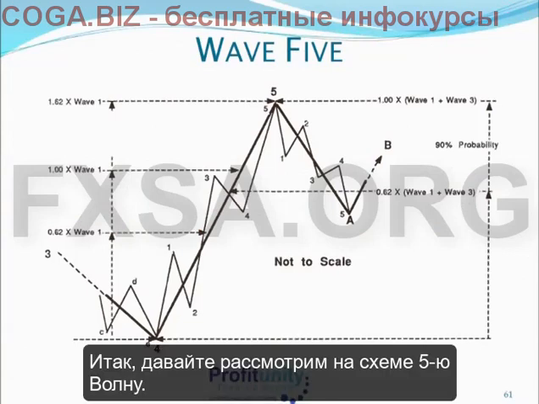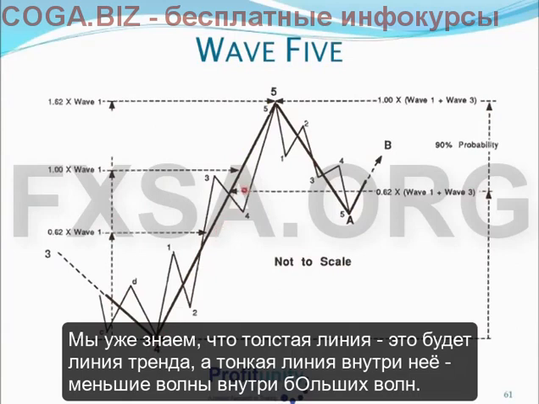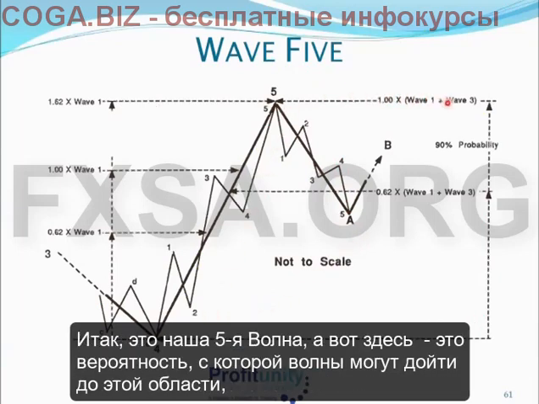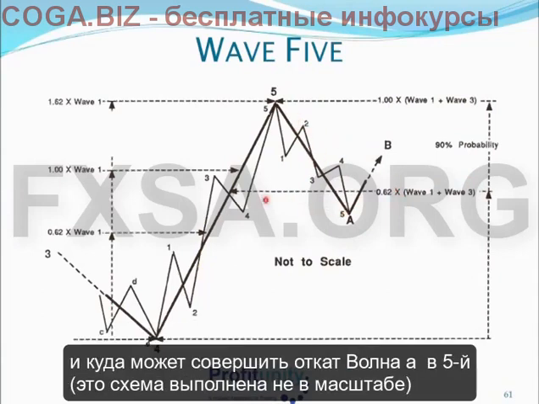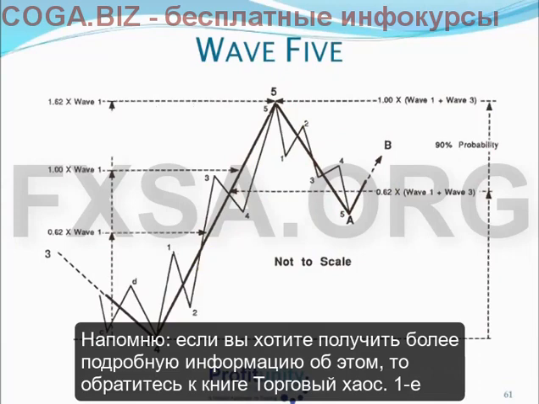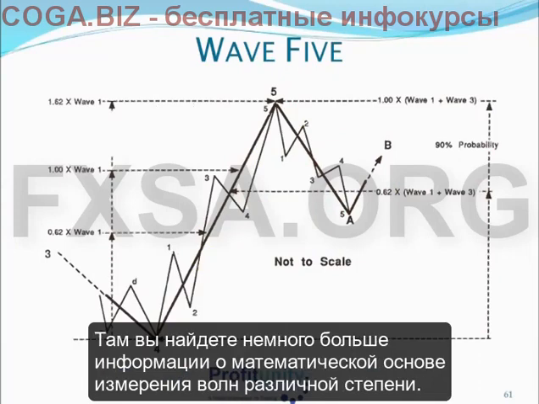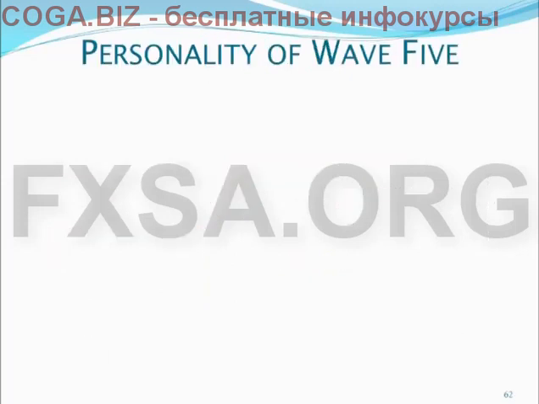Okay, let's take a look at the fifth wave here on the diagram. We know that the thicker line here is going to be our trend line. Inside that, the smaller line is going to be our waves inside of the waves. So if this is the fifth wave, this is our probability here of where the waves can go, where the A wave can retrace back in the fifth. This is not to scale. Remember, if you want more detail on this, go to Trading Chaos First Edition. You will definitely get a little more math behind the measurement on the degree of waves.